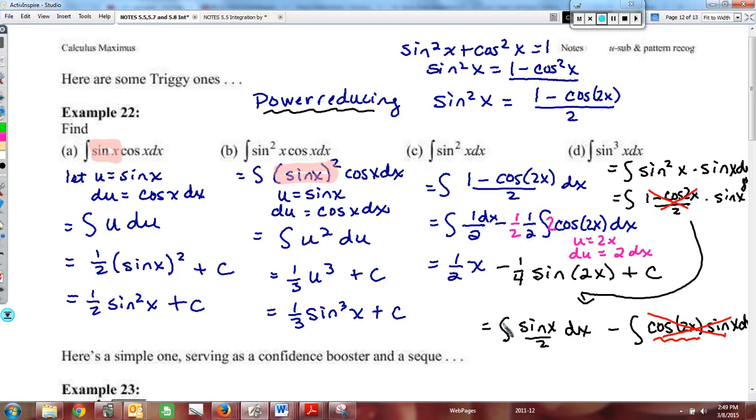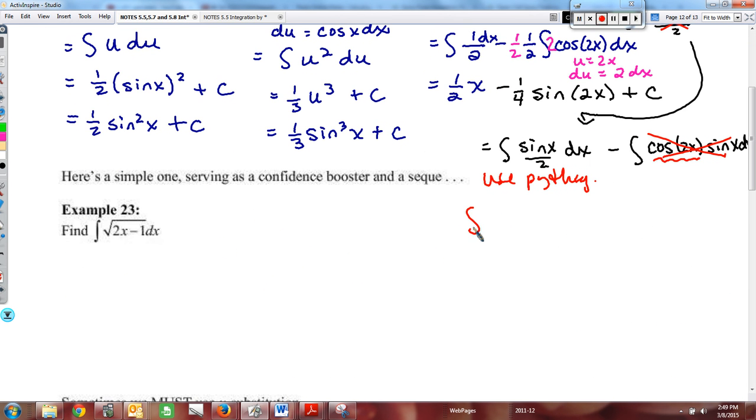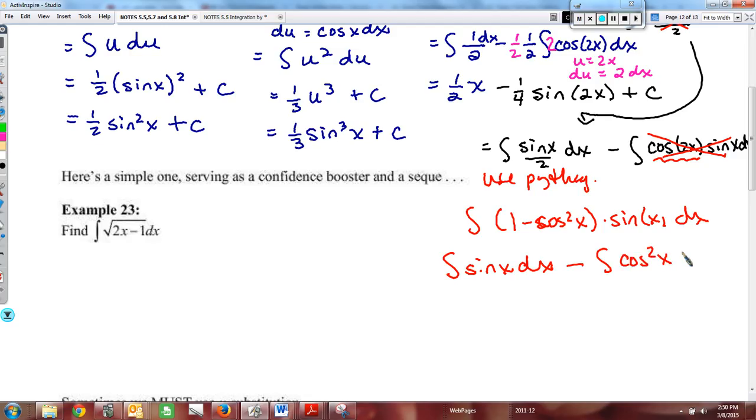All right, so ignoring this step then, now we're going to come down and use the Pythagorean. Now, in using the Pythagorean, it would become 1 minus cosine squared x times sine of x dx, which would then, after distribution, become the integral of sine of x dx minus the integral of cosine squared x sine of x dx. And then we cheer a little bit because this is actually working.